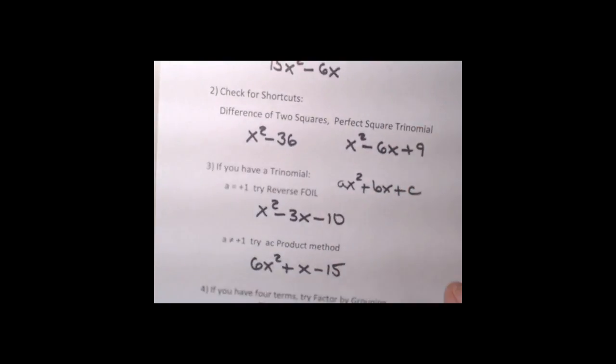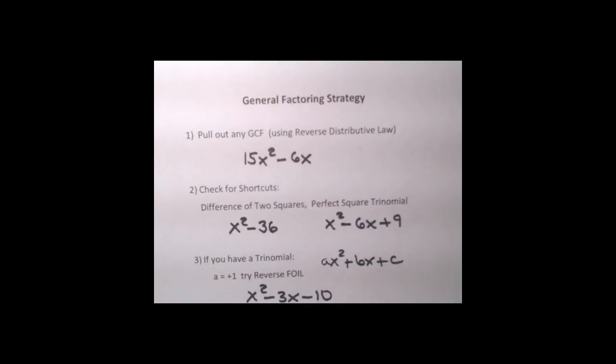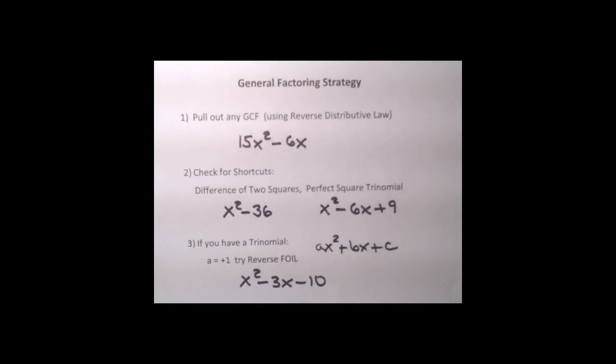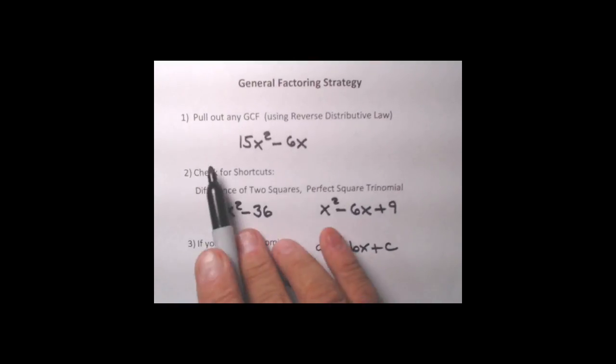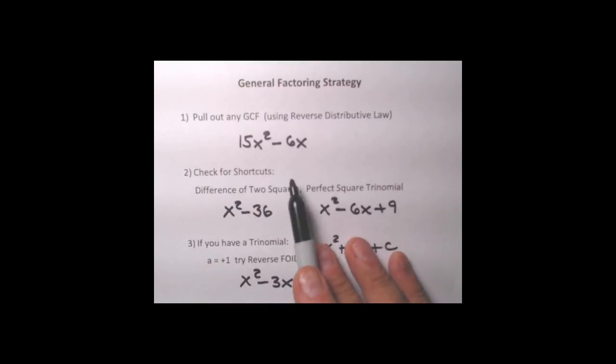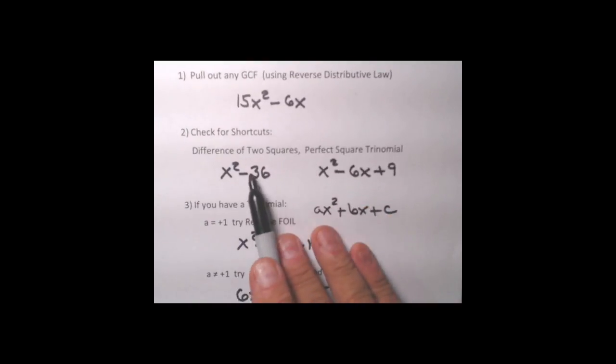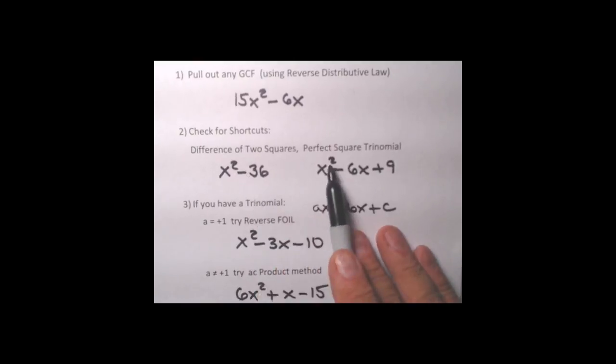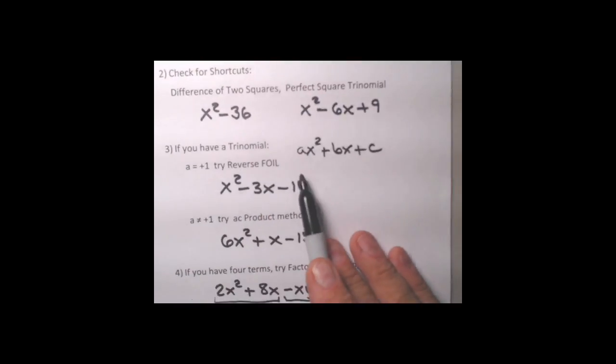So the point again is what we started out with here. Let me flip it around. Here it is again. This is what you want to be very familiar with on your own. First, always try to pull out a GCF if it exists. Then check for the shortcuts. If they're there, boy, they're sweethearts: difference of 2 squares, perfect square trinomial.